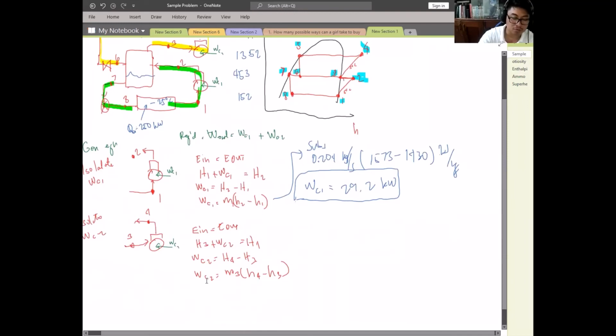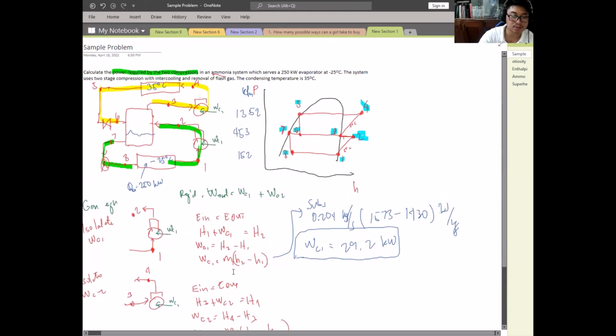And next, for the work of the compressor 2, we have H4 and H3. So we need to find M3. So we look for complete data, complete energy in the system. We can't use the compressor, because we don't have the work of the compressor, and we can't use the condenser because we don't have the heat rejected. So what we can do is an energy balance on the flash tank, since we have H6 and H3, H7 and H2. So let's take this flash tank.